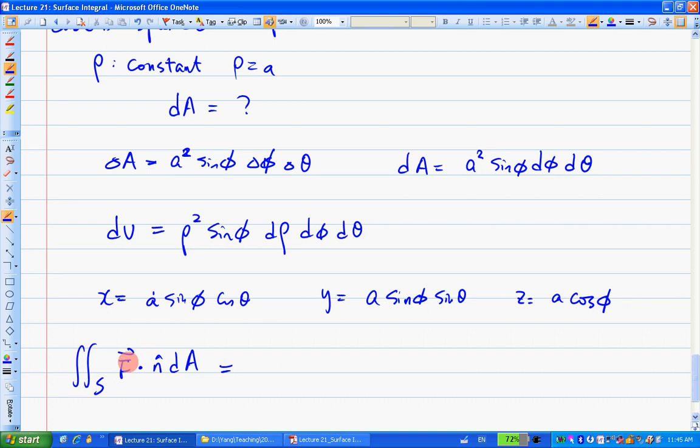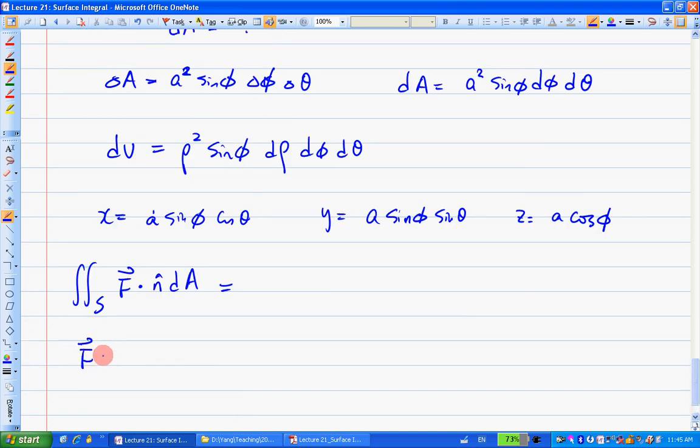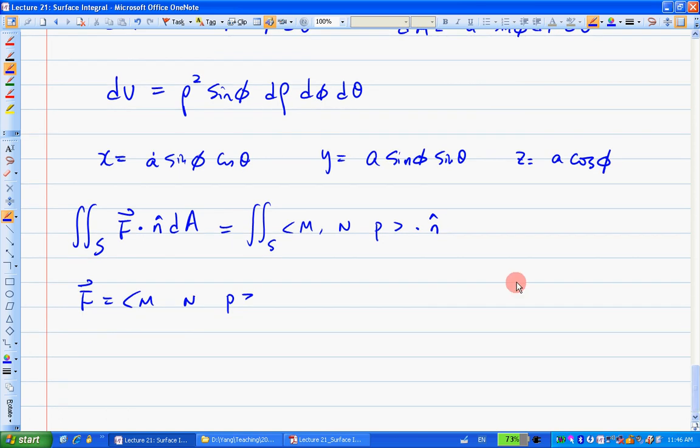So if you remember, f is M, N, P, which are functions of x, y, z. Now what you do is you're going to replace those x, y, z over here with this. So if I write it down a little bit here, f is M, N, P dot n hat. Now comes the question: what is the n hat then? So we're looking at a sphere centered around the origin.